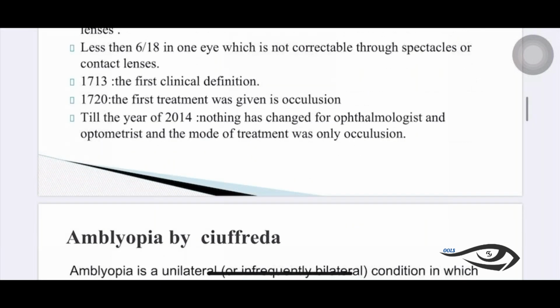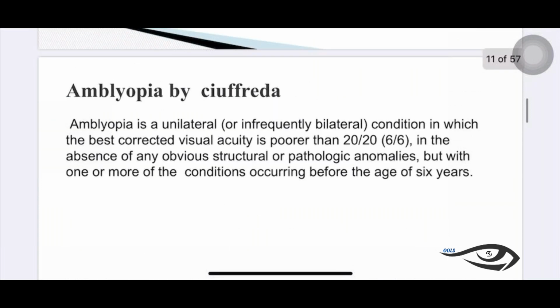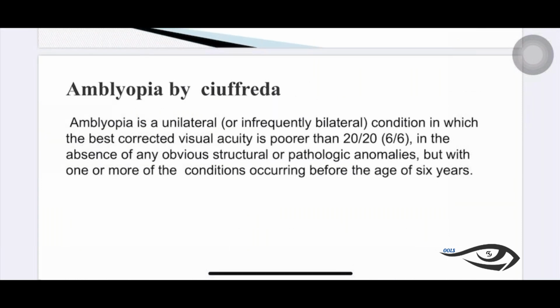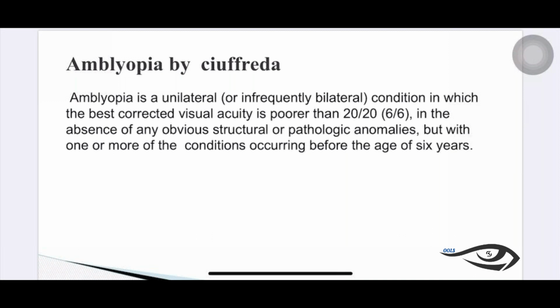After that, there is a very famous optometrist scientist, whose name is Seufareda. He suggested a very good definition, in which he suggested that amblyopia is a unilateral or infrequently bilateral condition in which the best corrected visual acuity is poorer than 6/6 in the absence of any obvious structural or pathological anomalies, but with one or more of the conditions occurring before the age of 6 years.